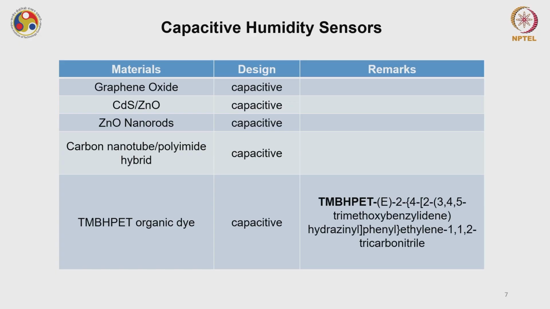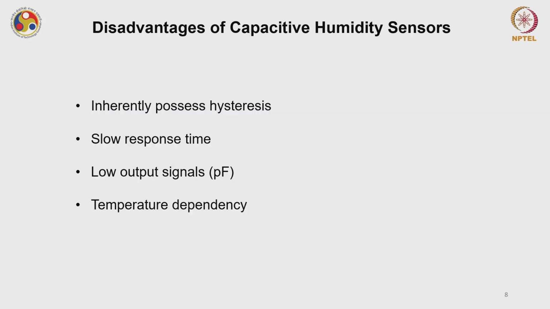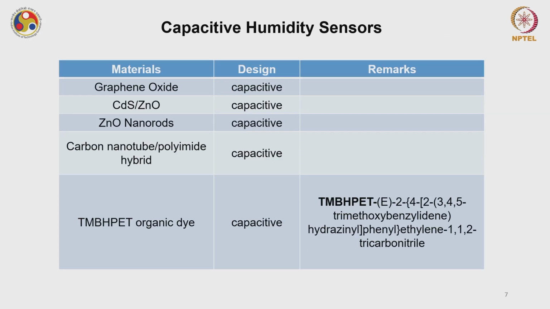So usually graphene oxide has been reported to possess very high humidity sensing properties, but there are some metal oxides also which have shown capacitive humidity sensing properties, like CdS and zinc oxide. Zinc oxide itself is a very good sensing material for capacitive devices. Then carbon nanotubes and some polymer films also possess this capacitive sensing property, and there are several dyes which have been reported to possess some capacitive humidity properties.